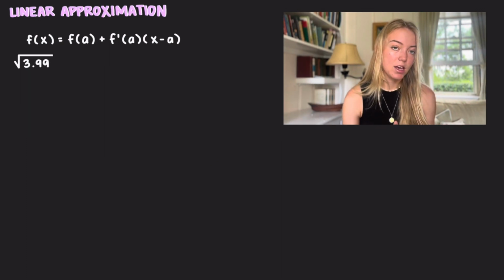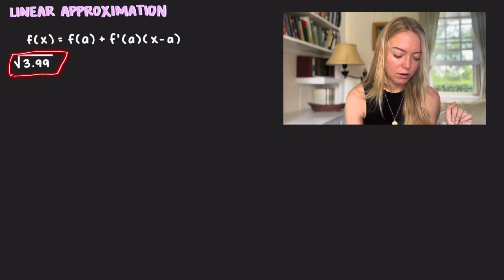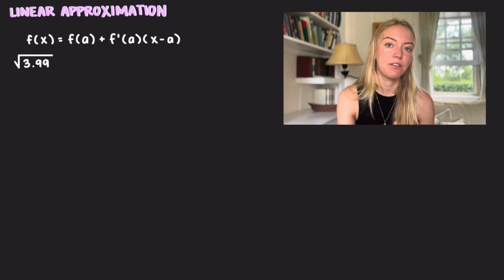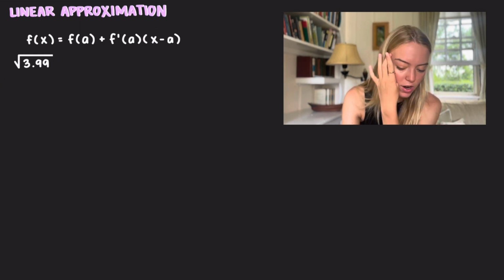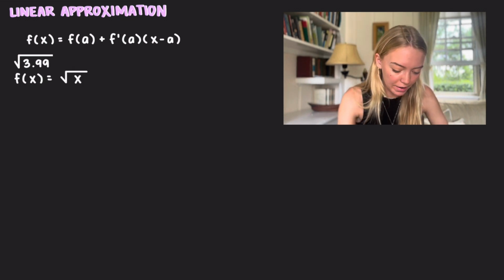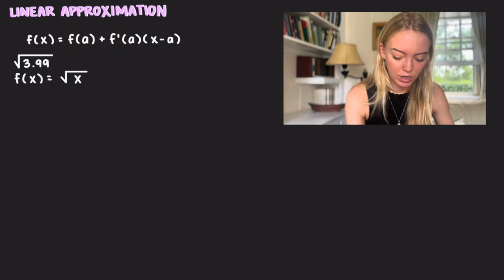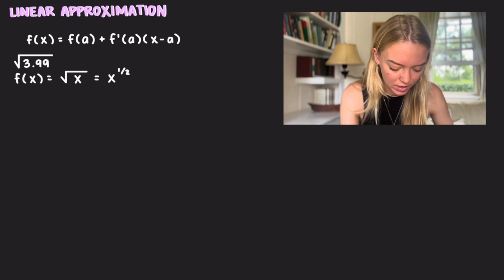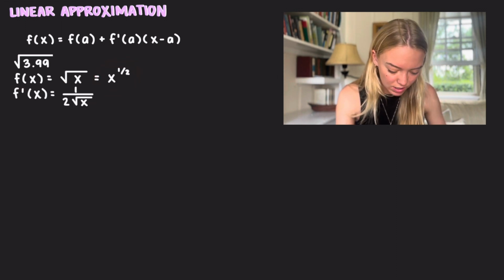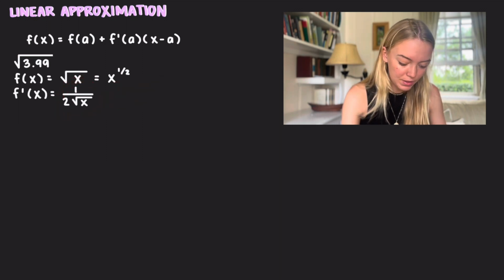Okay, they're going to say use linear approximation to approximate the square root of 3.99. All right, our first step is to identify what function we're working with here. And we can tell that we're working with the square root function. Okay, so now that we have the square root function, we also need to know the derivative of whatever function we're working with. It's easier to take the derivative of a square root if you change it to this. Take the derivative, that's going to give you 1/2 x to the negative 1/2, which is the same as this here.